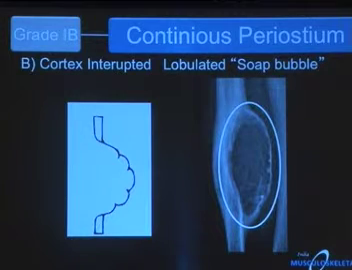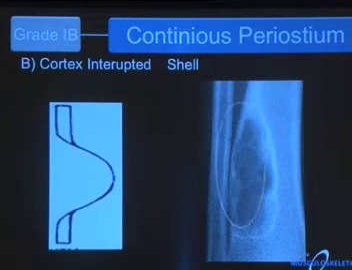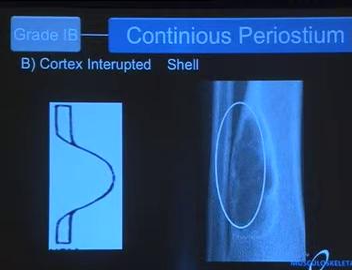This is an aneurysmal bone cyst, but you can see there's a continuous periosteal reaction and there's a soap bubble appearance to it. Here's another continuous periosteal reaction. There's a break in the cortex, but this is a shell-like appearance of a non-ossifying fibroma.